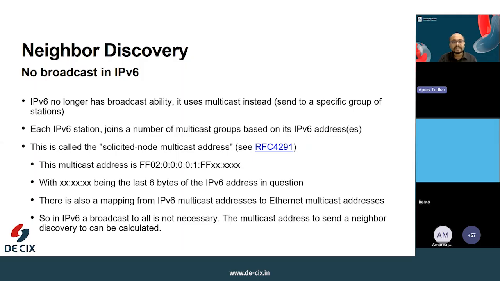This IPv6 multicast address is mapped directly to an Ethernet multicast address. For instance, Ethernet uses 48-bit addresses, and IPv6 uses 128-bit addresses, so this mapping is required and it exists. Okay. Because of this mapping, IPv6 does not need broadcast. By using multicast, it is possible to discover a specific neighbor.